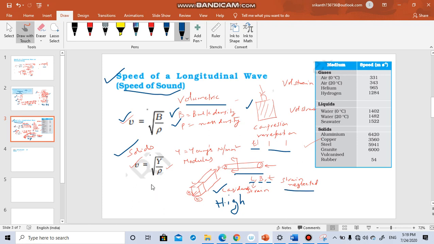So in this situation, in place of B, we have to use Y. Y is the Young's modulus of the material. It is given in newton per meter square. You can see here I have shown the speed of sound in three different media. In the solid it is the maximum. In gases and liquids it is a little less. So for gases and liquids you have to use this formula. In the case of solids you have to use this formula. Just make a note of that.